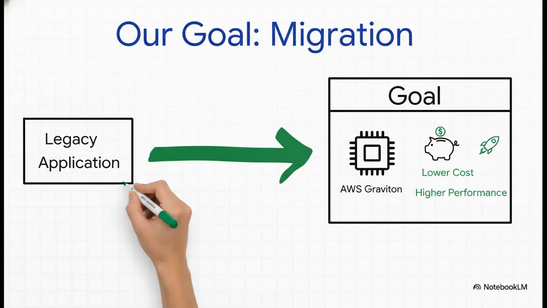And the goal? Oh, the goal is beautiful. We want to get this thing running on a modern ARM-based cloud instance, like an AWS Graviton chip. Why? Because we want to save a ton of money and get way better performance.